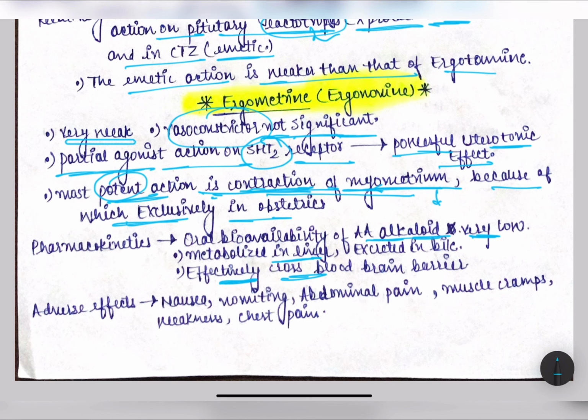The adverse effects are nausea and vomiting, since we have discussed that it has emetic action, abdominal pain, muscle cramps, weakness, and chest pain. The chest pain is because of what? We discussed it earlier, that it might be due to the coronary chemoreflex, right?